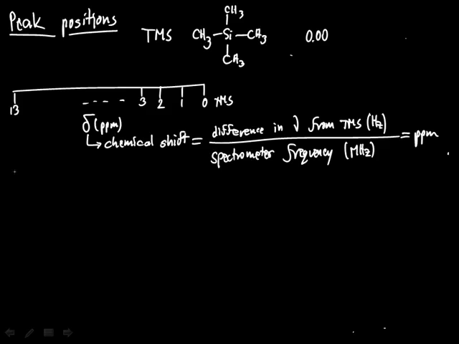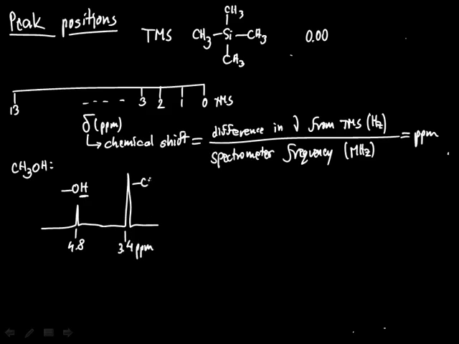Now if we go back to our example of methanol, its NMR spectrum will have two peaks. One will be at 4.8, and this will correspond to the proton of the OH group. The other one will be larger and will be at 3.4 ppm, and this will correspond to the protons of the methyl group. And much further down will be the TMS as a standard. Now this chemical shift changes with a variety of factors. We've seen here that the closer a proton is to the electronegative element, the higher its chemical shift is.